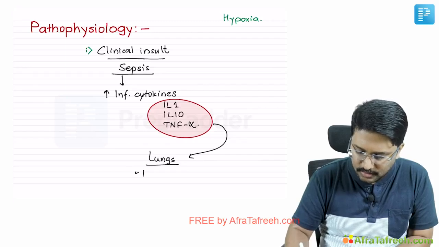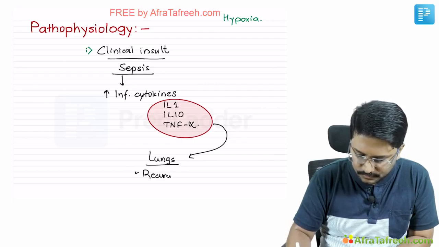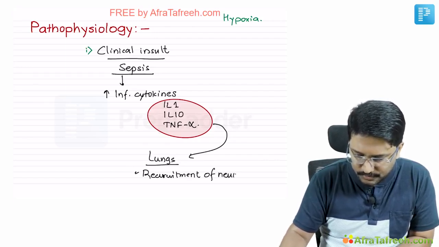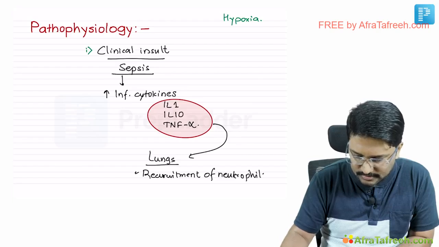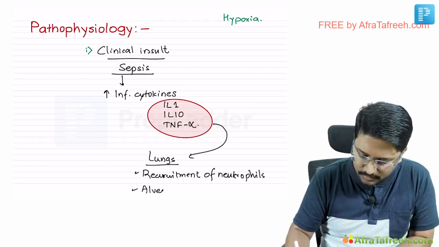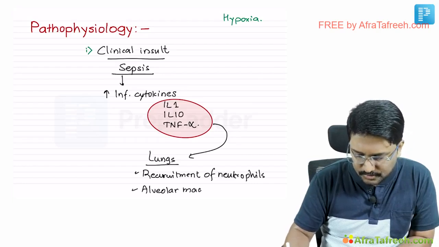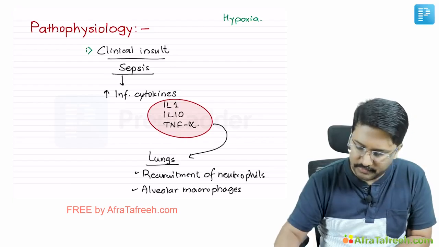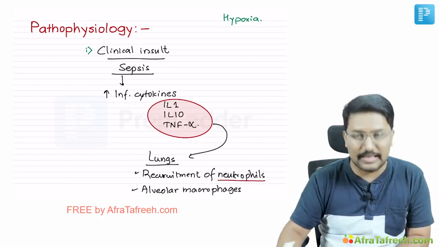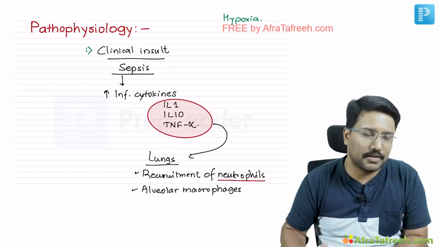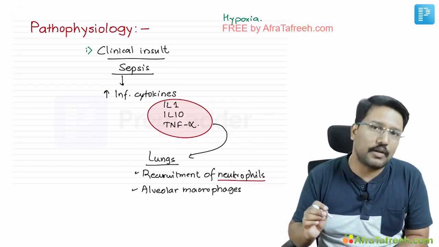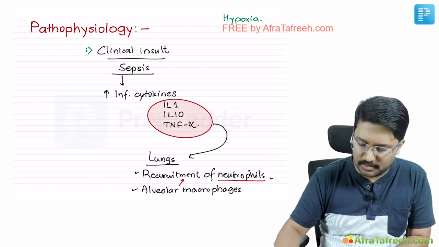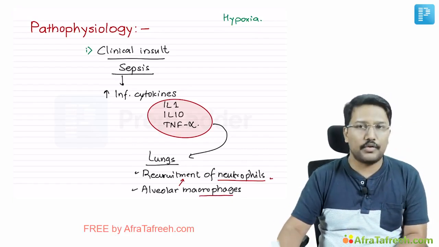So they will lead to recruitment of neutrophils. That's one thing. And the second thing is there is activation of alveolar macrophages, which produce certain inflammatory cytokines which further recruit neutrophils. So please remember, when you talk about ARDS, you are mostly talking about, in the acute phase, neutrophilic inflammation. It is not lymphocytic inflammation. It is not eosinophilic inflammation. It is neutrophilic inflammation. So alveolar macrophages are further contributing to the recruitment of neutrophils.